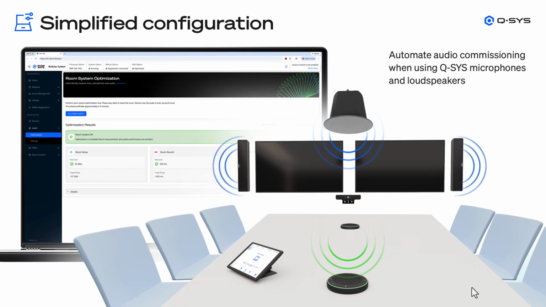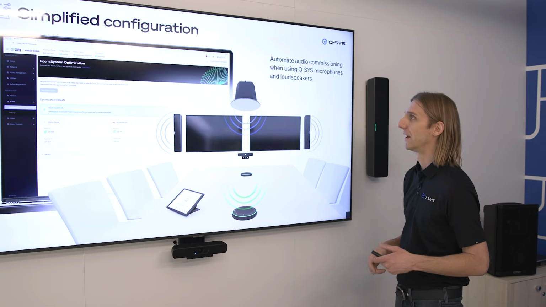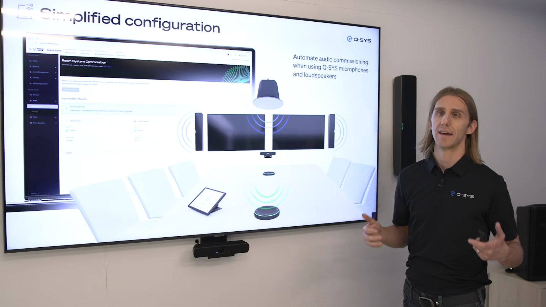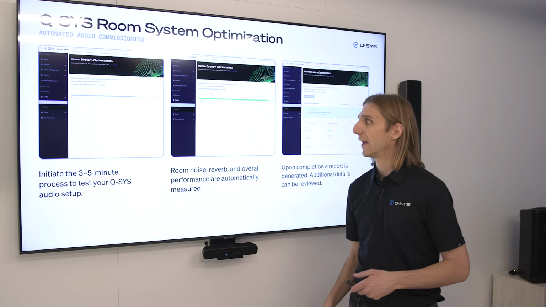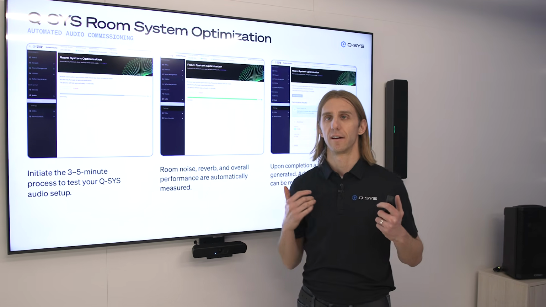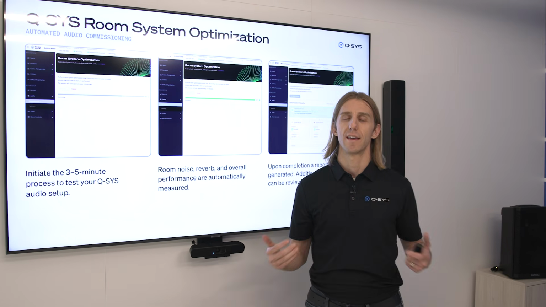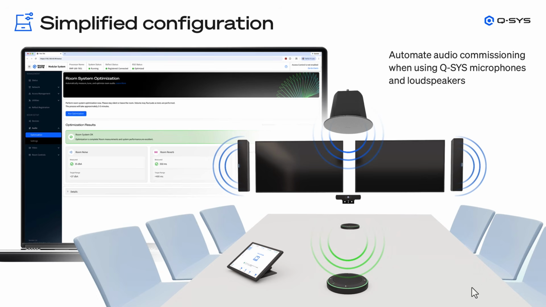Now, it's not just about connecting all these devices in the space. We need to ensure that the room sounds the best it possibly can. And we take some of that work out of your hands with room system optimization. And that is exactly what it sounds like. It's automatic audio commissioning for your RoomSuite systems. And it's really quite simple. It's a 3 to 5 minute process that's going to test the reverb, noise, and echo in your space. Then it's going to automatically EQ the space to make sure your system sounds the best it possibly can.